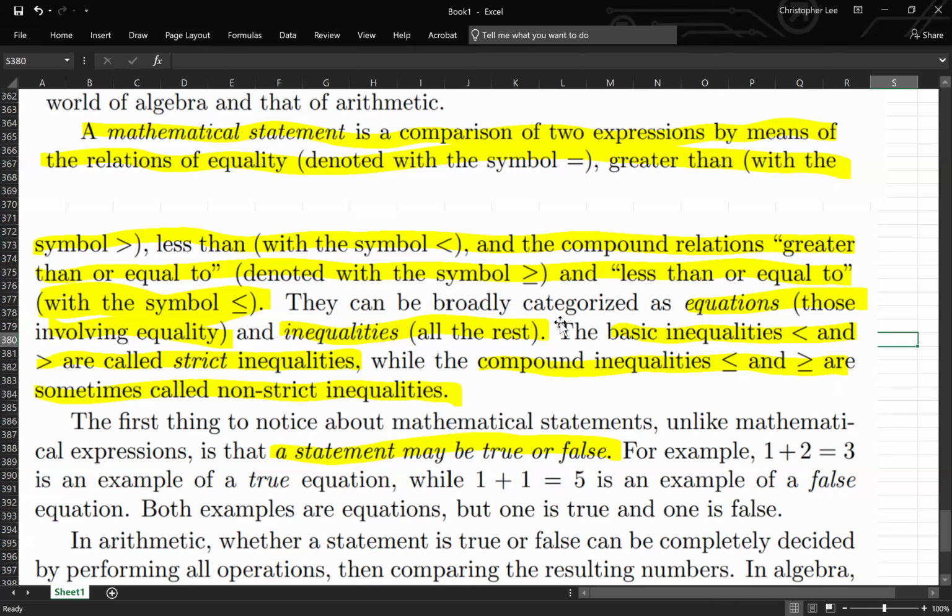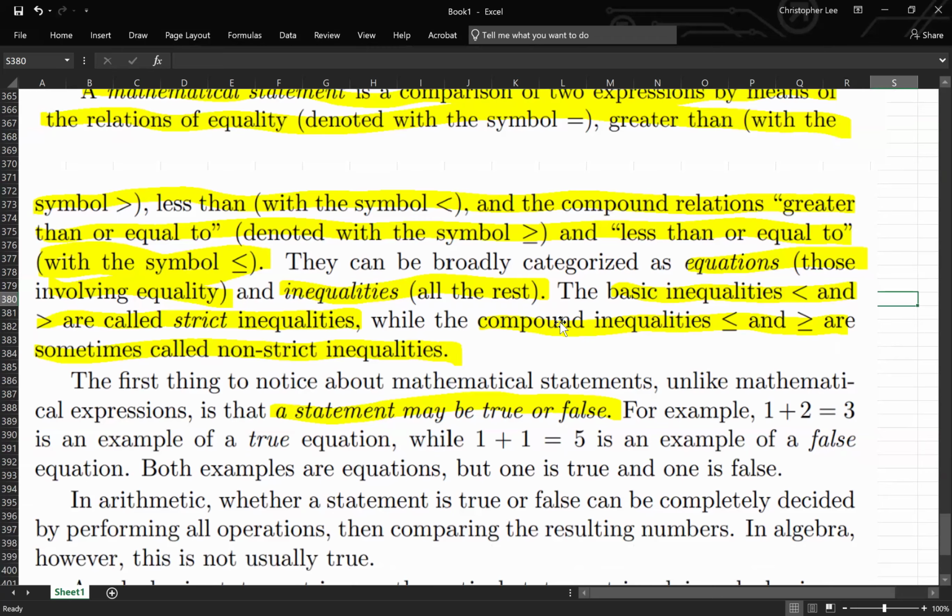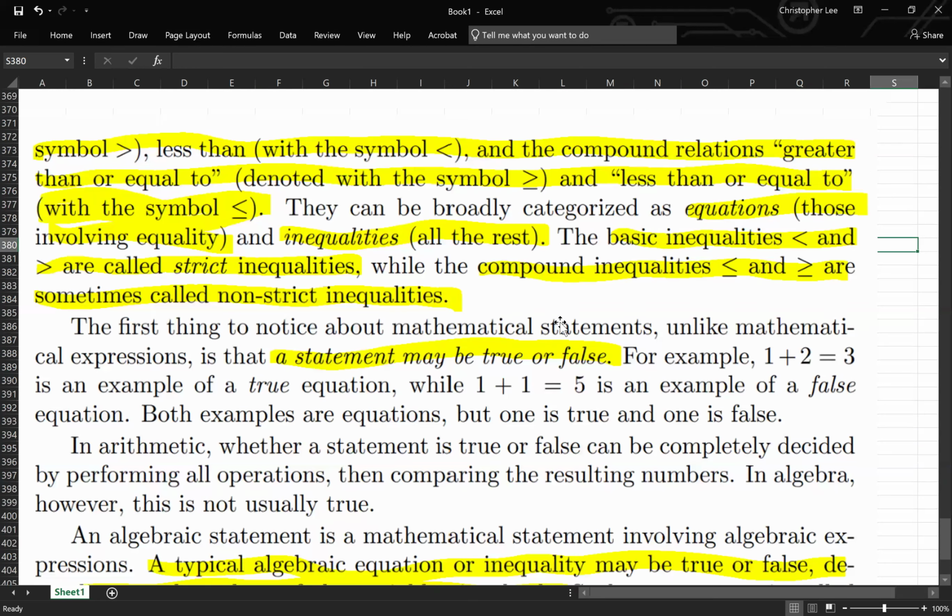So, for example, 1 plus 2 is equal to 3. That's a true statement, right? True equals true, right? Now, that's an example of a true equation, while 1 plus 1 equals 5 is an example of a false statement, right? Because 1 plus 1 does not equal 5. All right. Both examples are equations, but one is true and one is false. In arithmetic, whether a statement is true or false can be completely decided by performing all operations, then comparing the resulting numbers. In algebra, however, this is not usually true.